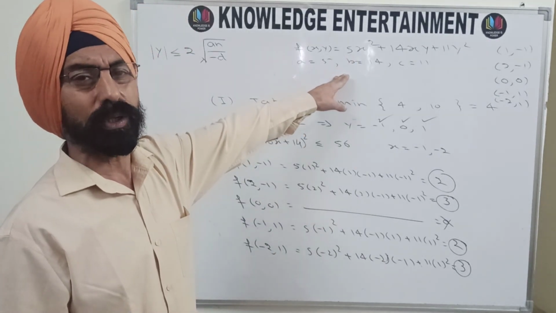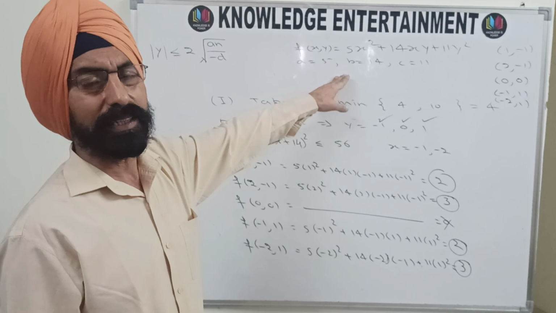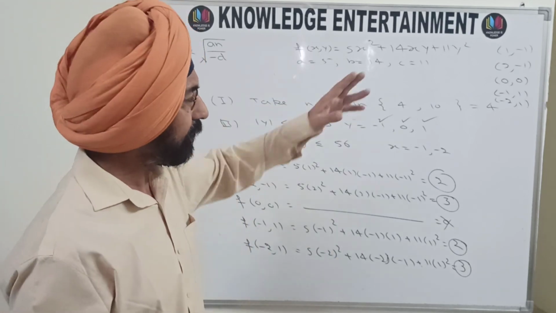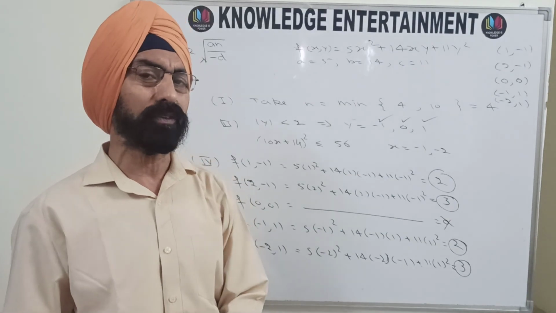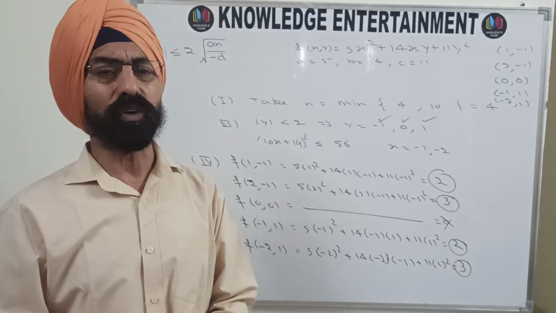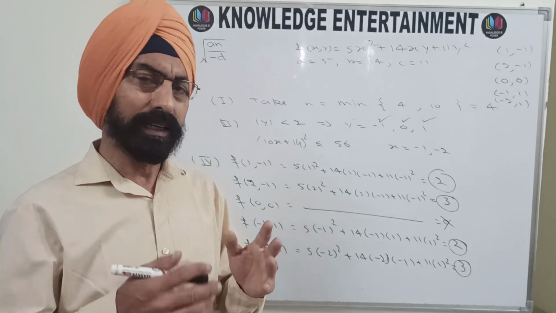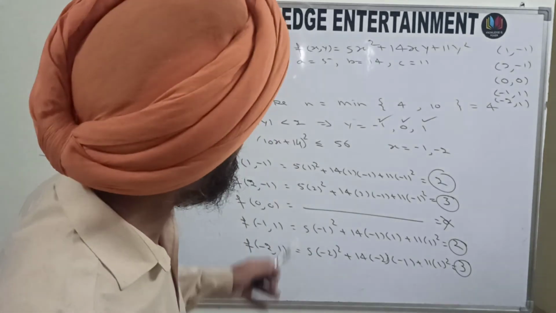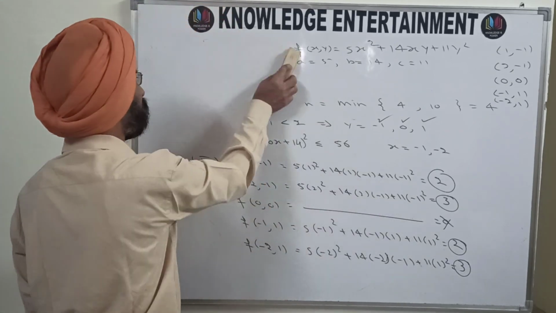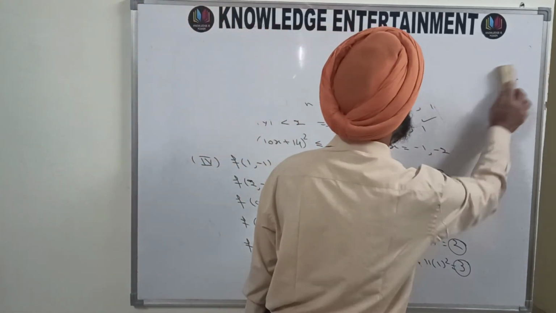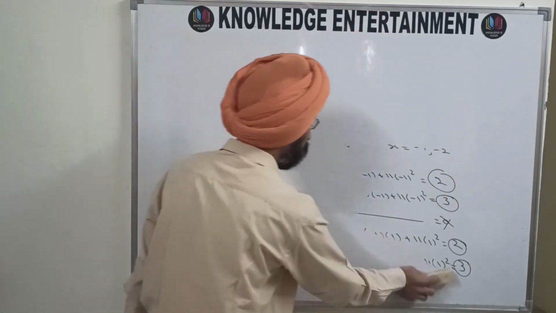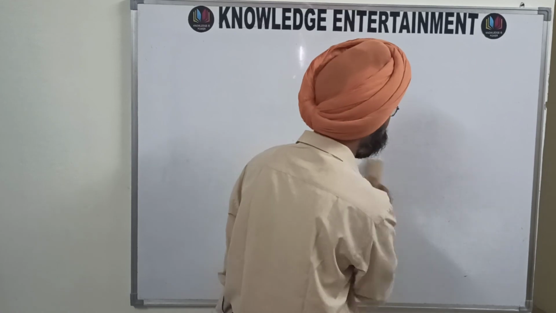f(x, y) is equal to 5x square plus 14xy plus 11y square. Answer is not 1 because 1 is not being represented by this binary quadratic form. So this is the procedure, this is the way, this is the method how to find the least positive integer represented by a particular binary quadratic form. So with this theorem, with this illustration, with this example, I am going to close this video lecture here.